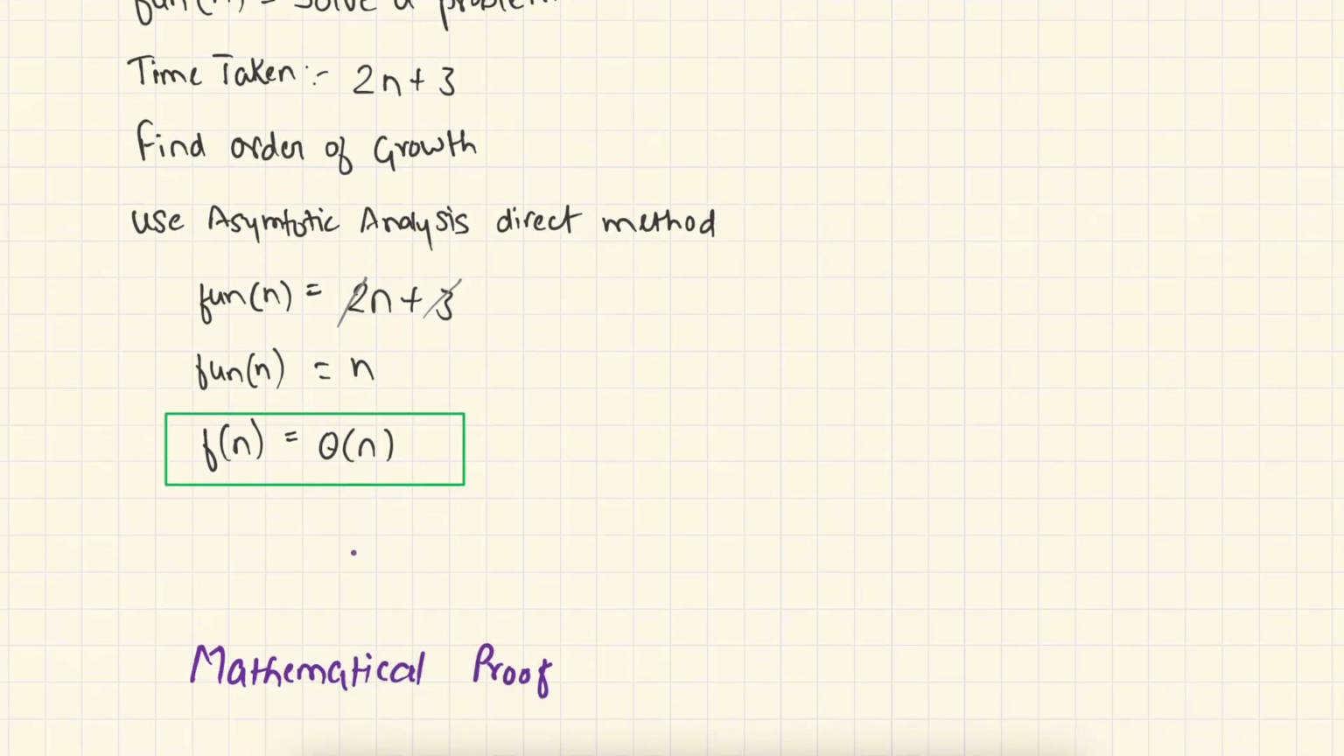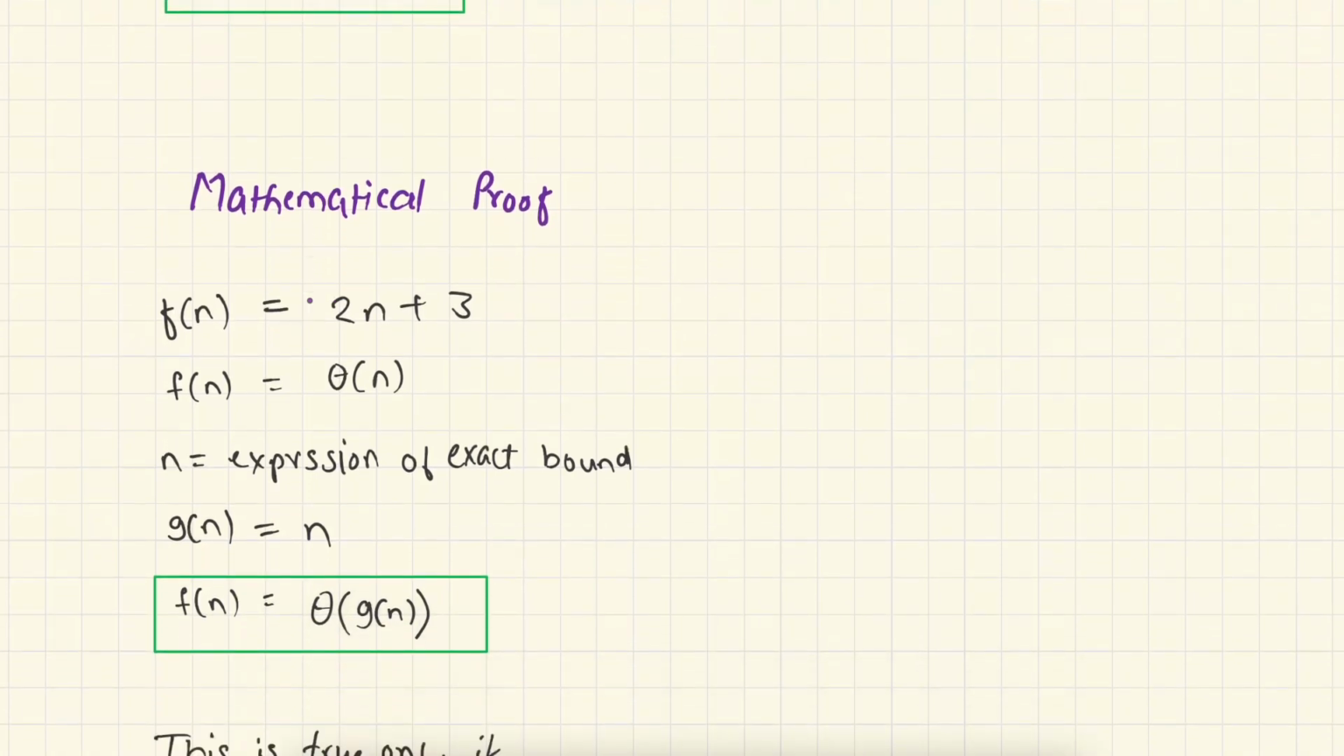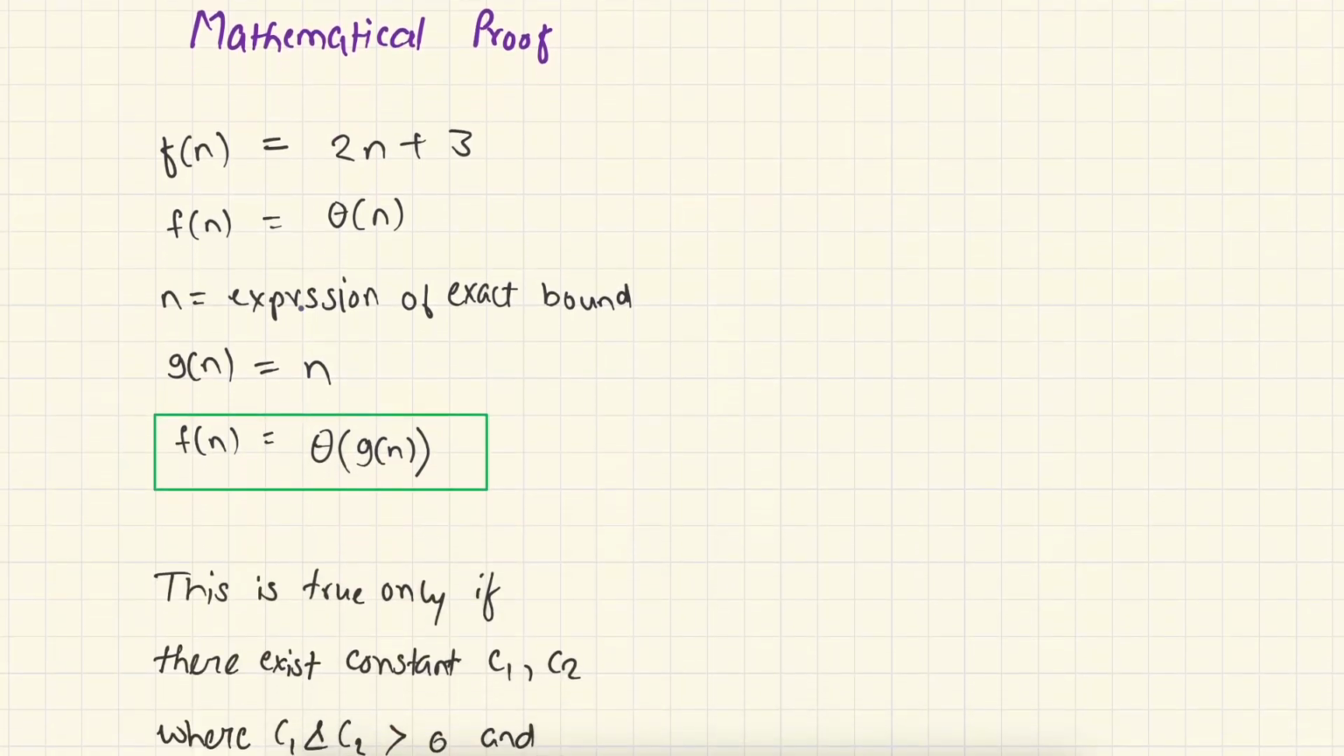Now in this video we are going to see the mathematical definition of theta notation. So we have a function where the expression of time taken is 2n + 3, and we have just proved that the order of growth of f(n) is theta of n. So here n is the expression of the exact bound, right? Because we are using theta notation. In terms of a function, we can represent n as g(n) = n, and after substituting the value of n with g(n), it becomes f(n) = theta of g(n).